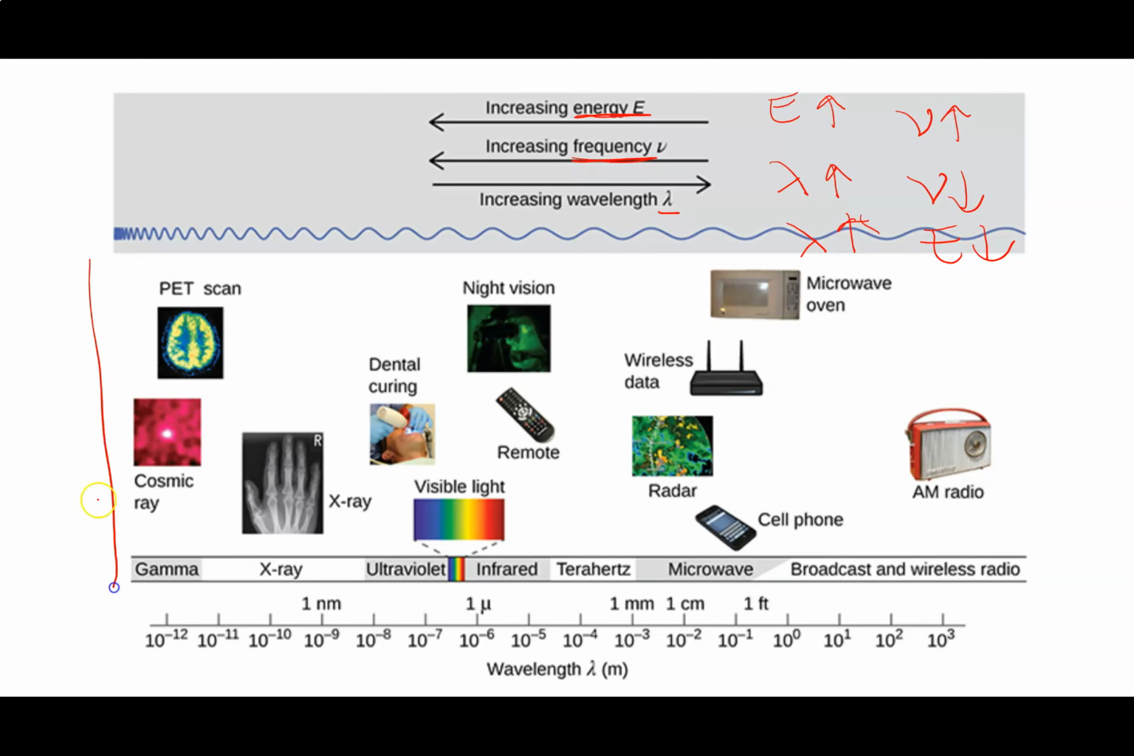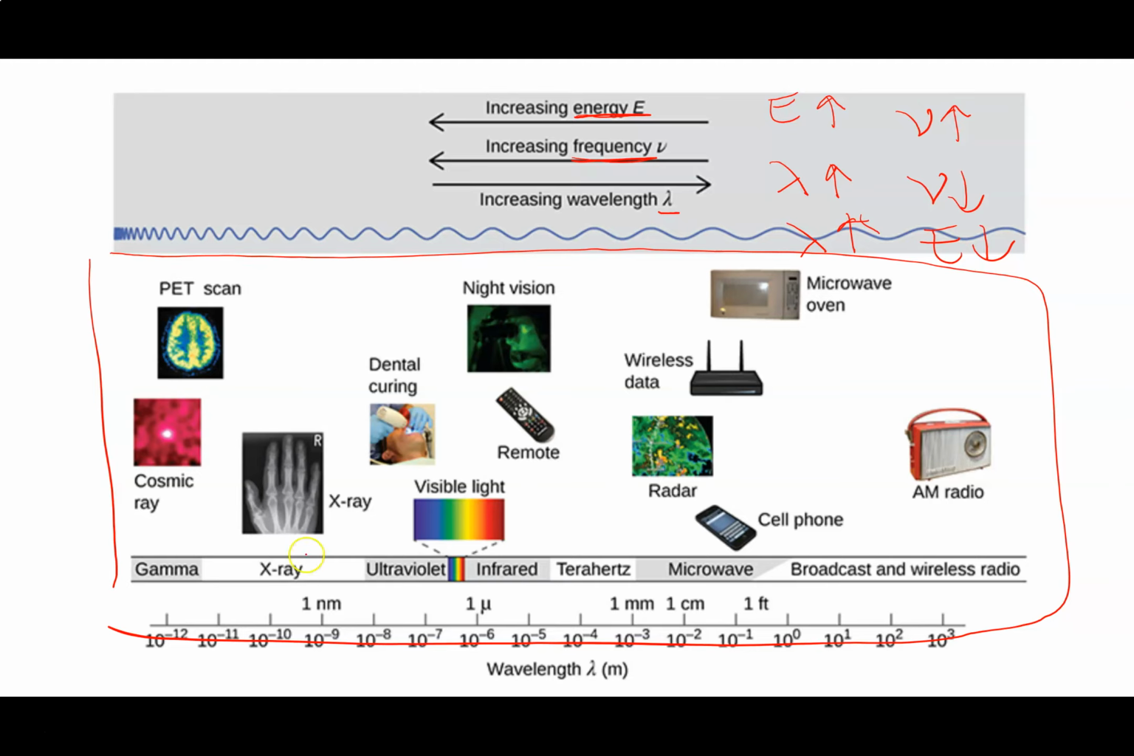So what I have here is an image called the electromagnetic spectrum, and it's divided into the major segments, which are highlighted along the bottom here.